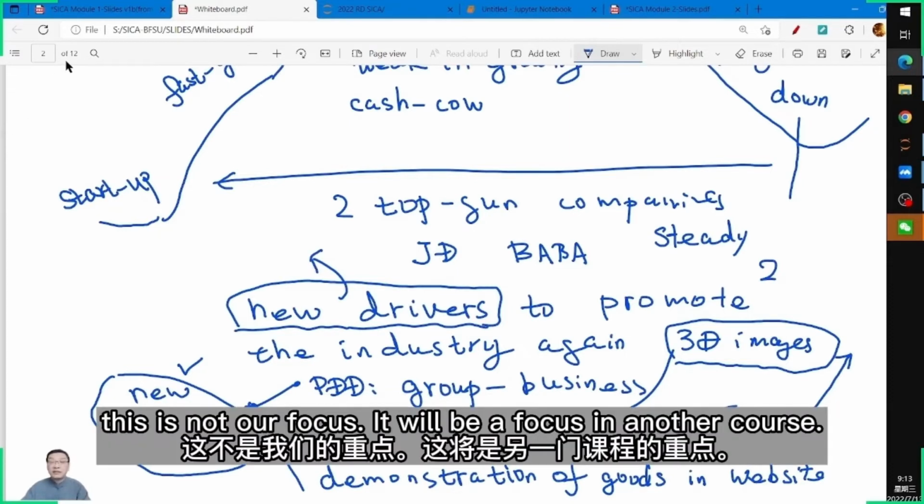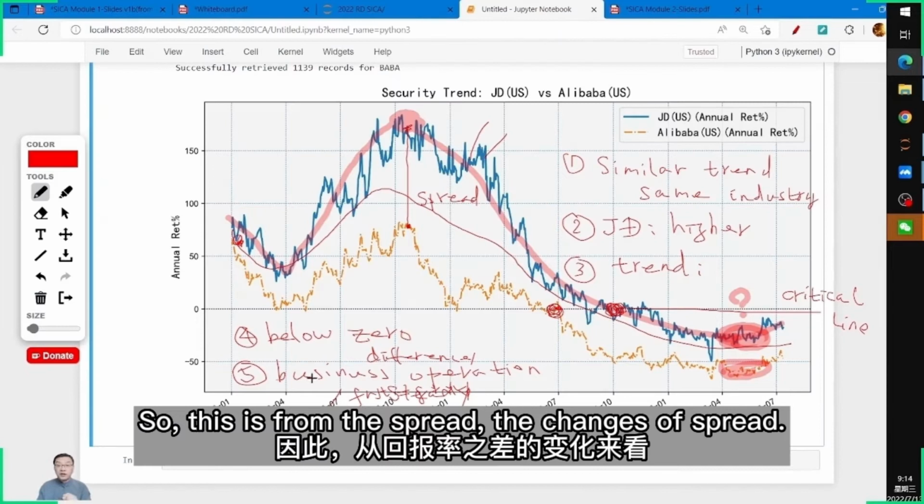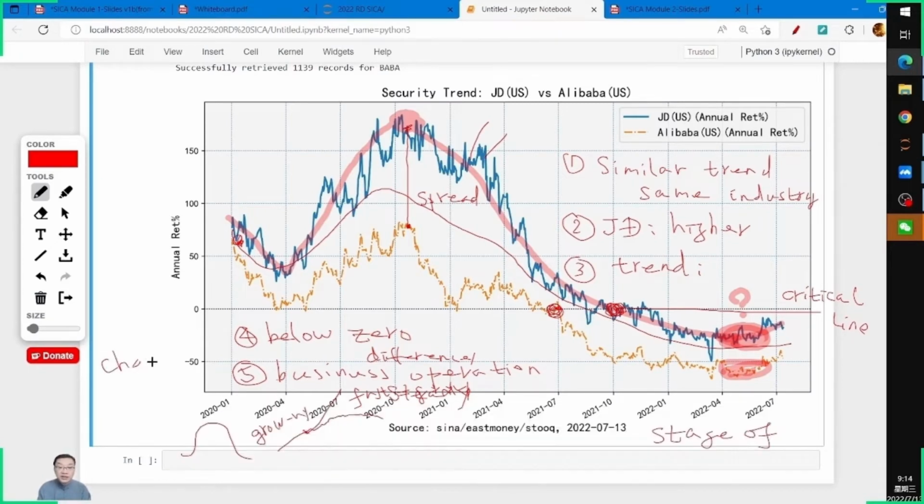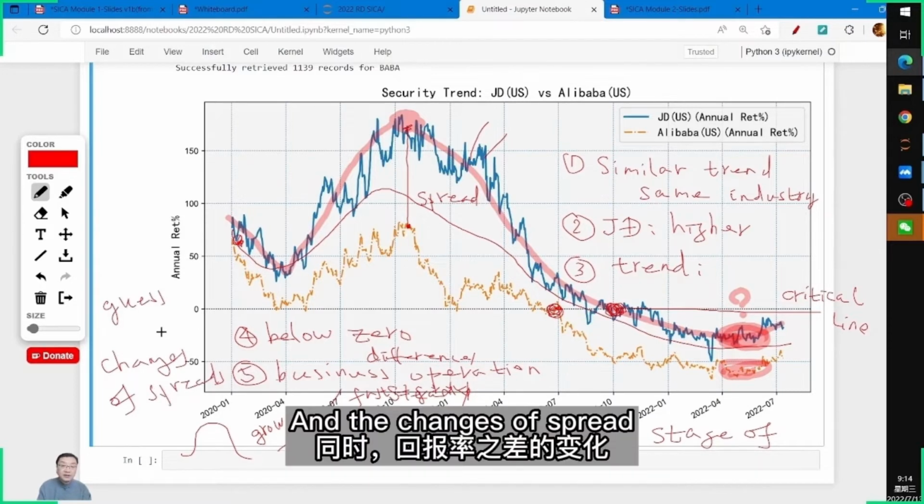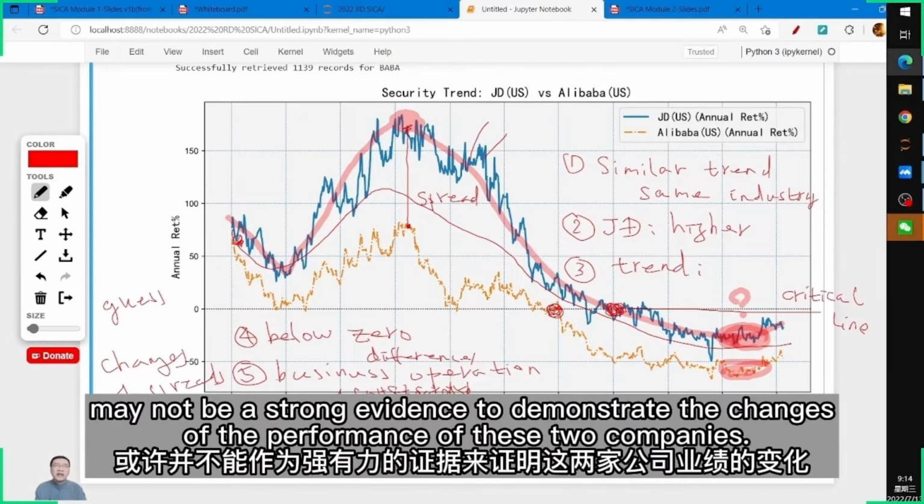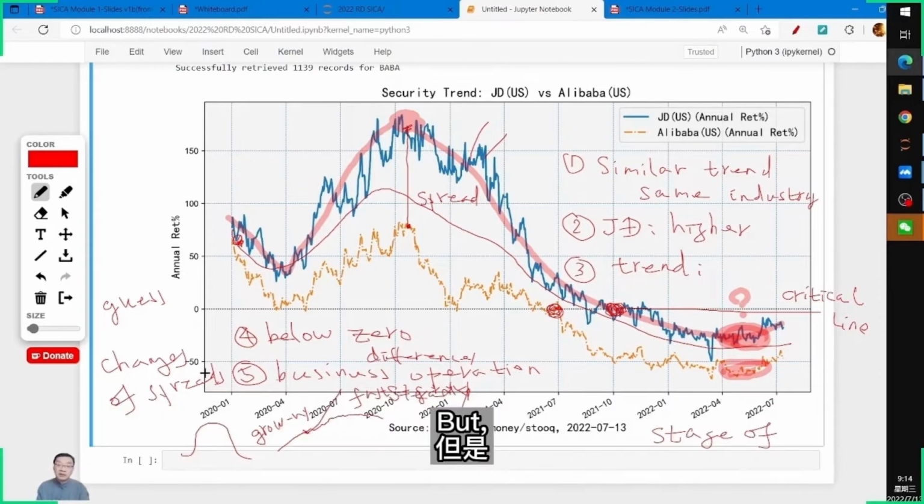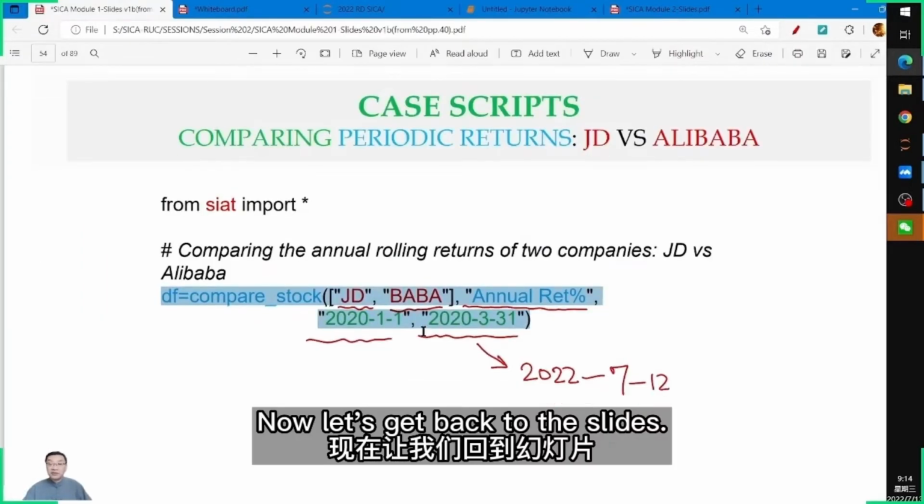Of course, this is not our focus. This will be the focus of another course. So from the changes of the spread, we can guess something. The changes of the spread may not be strong evidence to demonstrate the changes in the performance of these two companies, but it's an indicator. Now, let's get back to the slides.